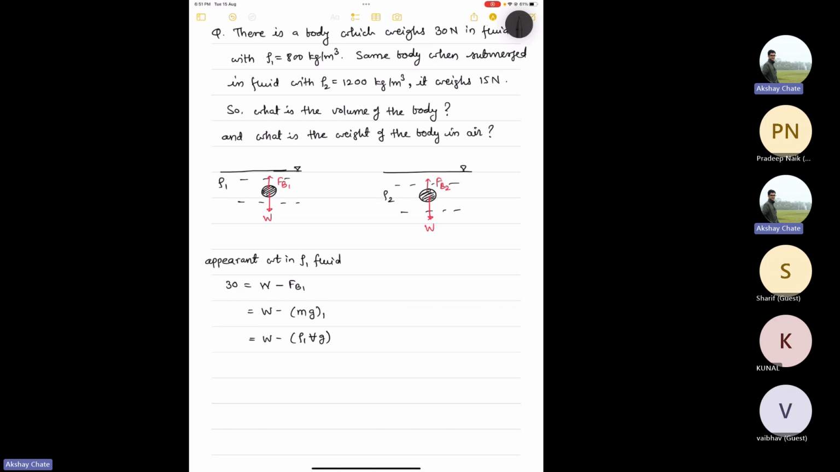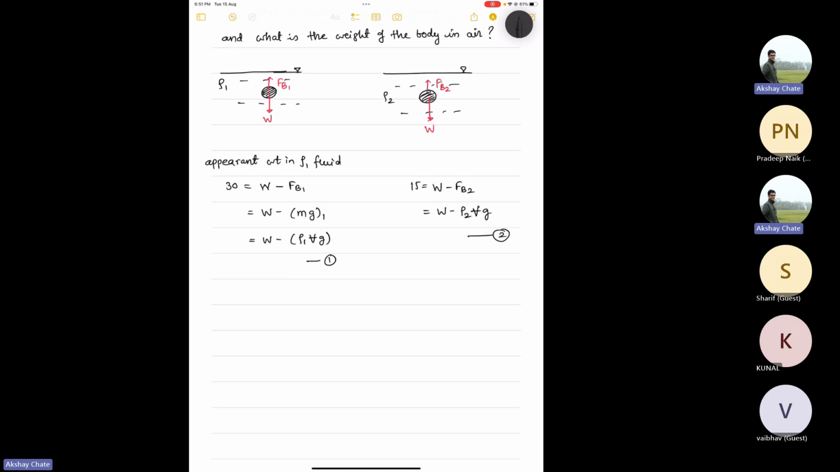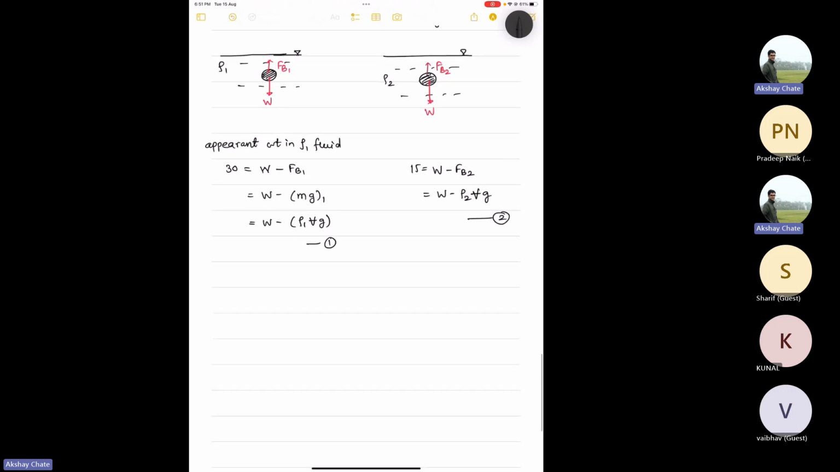Similarly, here also the apparent weight is 15, so that will be the actual weight minus the buoyancy force experienced in that liquid. So that will be equal to W minus rho of that liquid, because that much fluid is displaced, into the volume into g. So now you have equation 1 and equation 2. You have two equations and two unknowns. What are the unknowns? W and volume V. So you can easily solve.